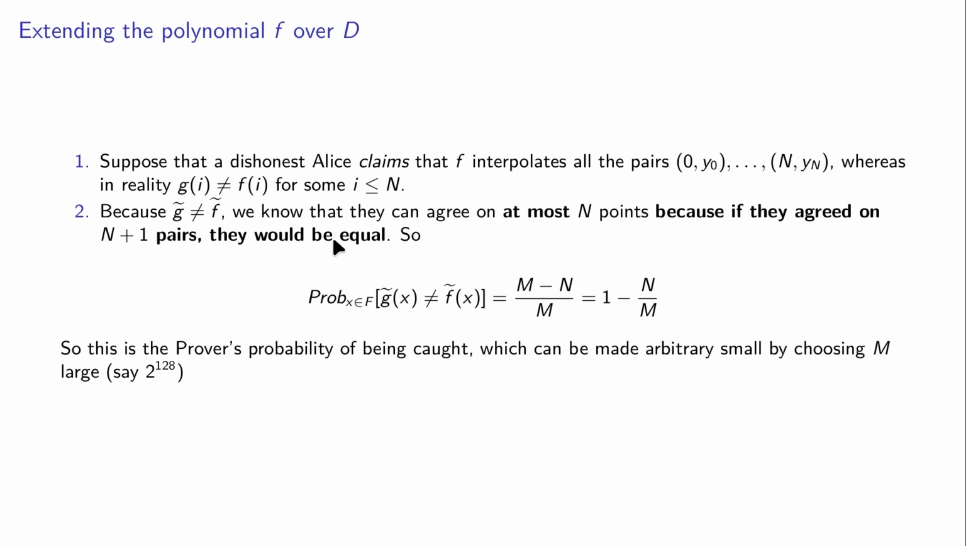By using this property about polynomials, that n+1 points define a polynomial of degree n, we can easily derive this equation. So the probability that they agree must be below n divided by m, where n is the degree of the polynomial and m is the size of the extension field. And so by choosing the size of the extension to be very large, we can make this probability arbitrarily small.